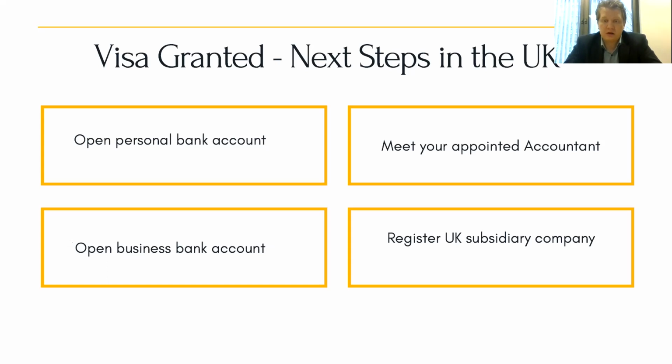Once they open a personal bank account, then they can meet an accountant and discuss how to set up the business on a sole representative visa, how to open a business bank account, how to register the company, and what to do in terms of finance. And the accountant advises them, then you go for opening the bank account and finally register the UK subsidiary company.